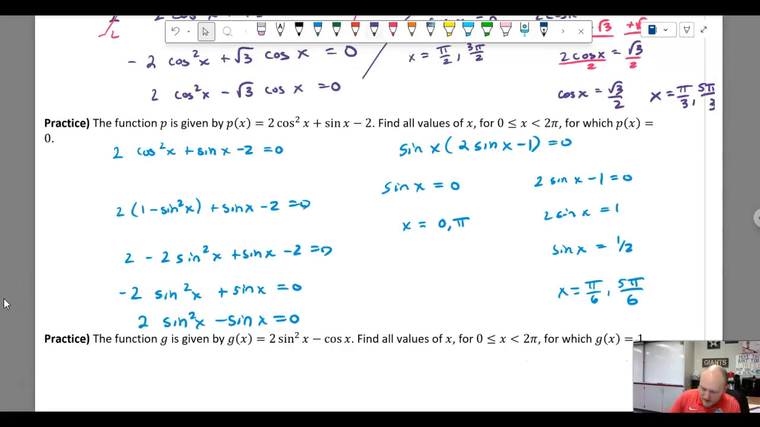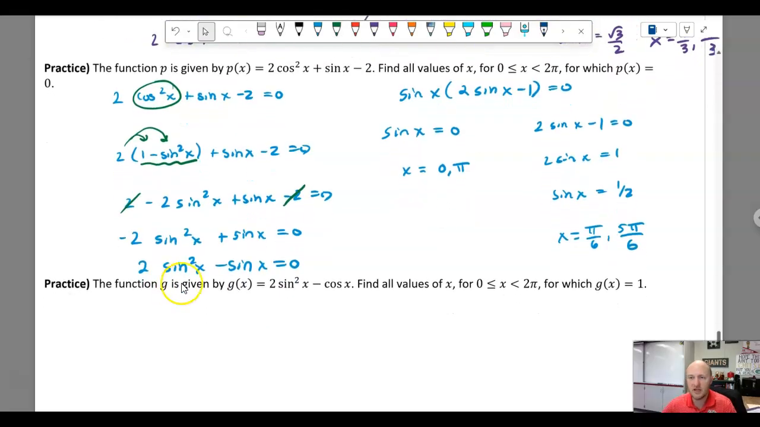Okay, hopefully this is what you got for this problem. I have 4 solutions, 0, pi, pi over 6, and 5 pi over 6. How we did it, we went ahead and substituted out cosine squared of x for 1 minus sine squared, and then we went ahead and distributed that 2 to both terms. Now 2 minus 2, those cancel out, and so we get negative 2 sine squared x plus sine of x is equal to 0. I went ahead and I just multiplied both sides by a negative 1 or divided by a negative 1. I changed the signs of everything.